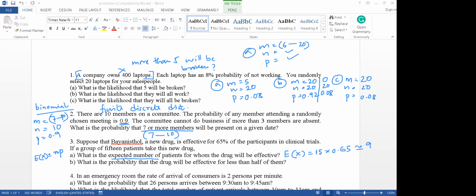So will it be like less than half of the people participating, that is 7.5? So if we take the probability of half of the people, it will be 7.5 by 15 into 0.65, that is the effective percentage.